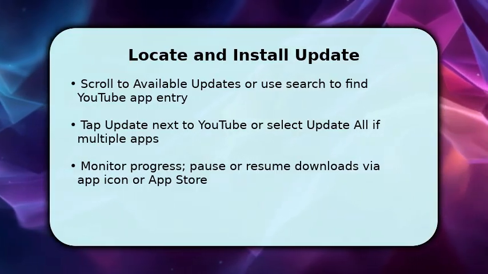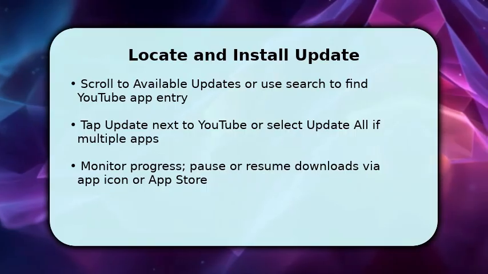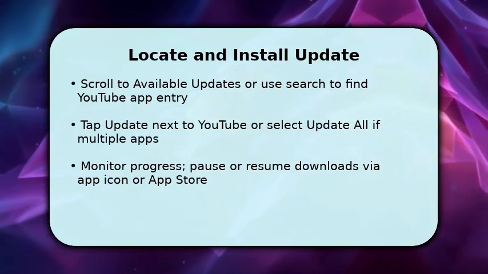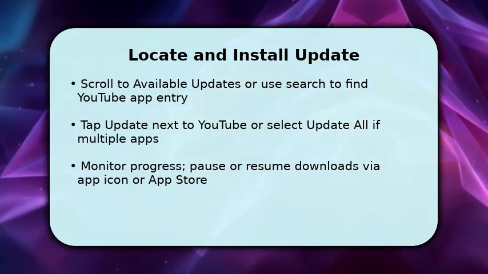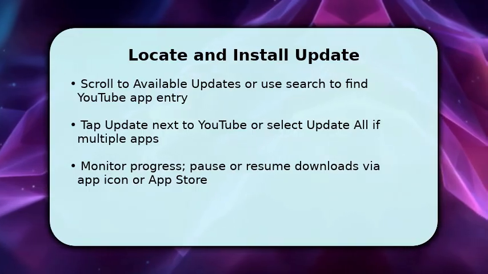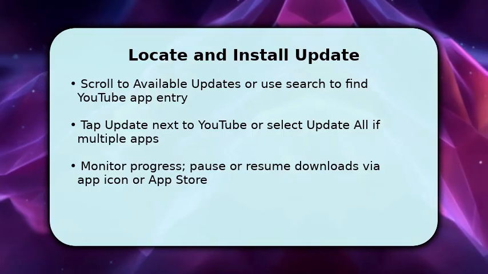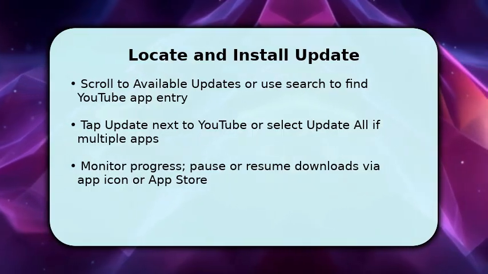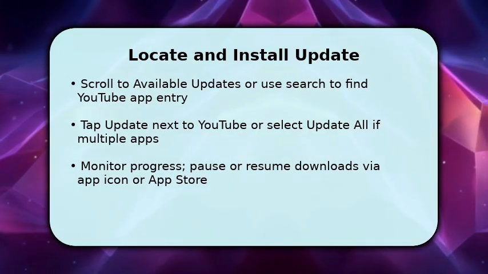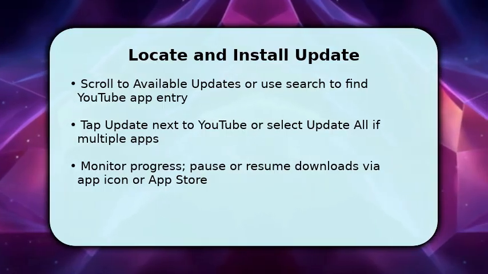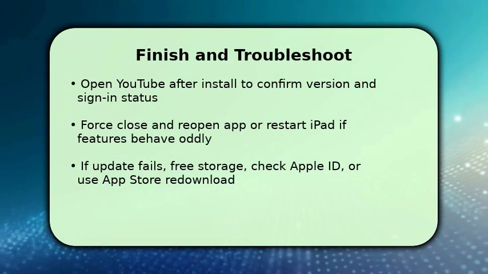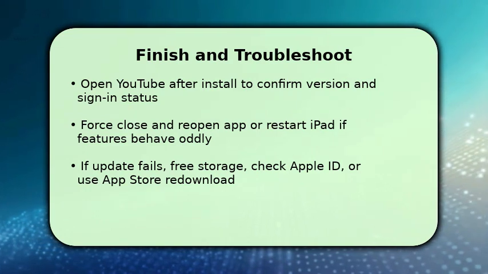If you prefer, use Update All to process multiple apps, but be aware of bandwidth. While the download runs, you can watch progress on the app icon or inside the App Store, and you can pause or resume if needed. Make sure to avoid heavy network use until completion to prevent slowdowns. You'll complete the process by launching YouTube to confirm the update and check that your account and subscriptions appear correctly.